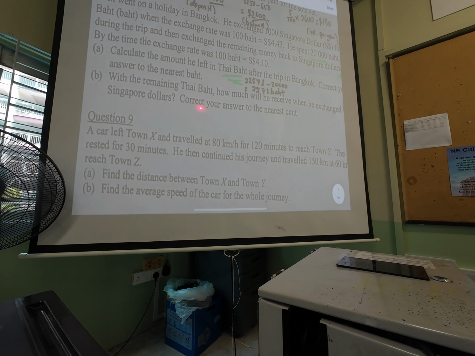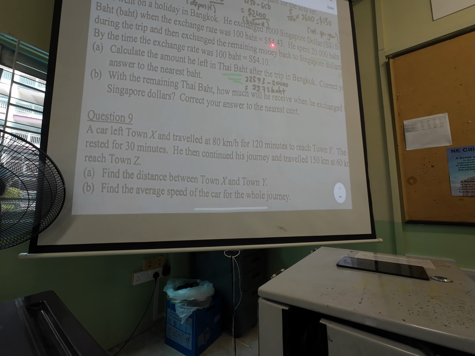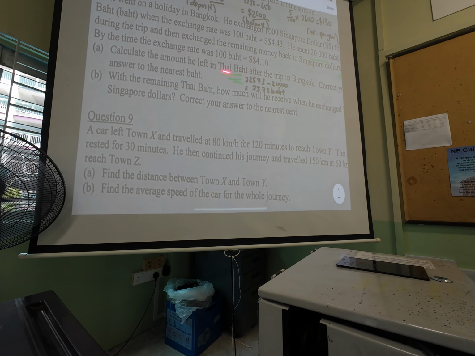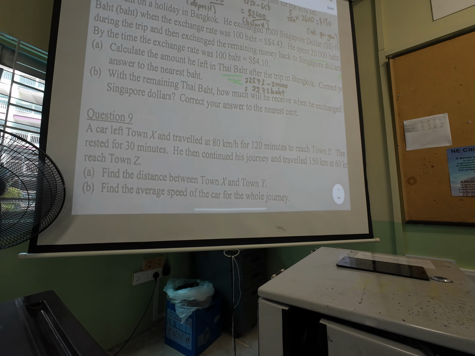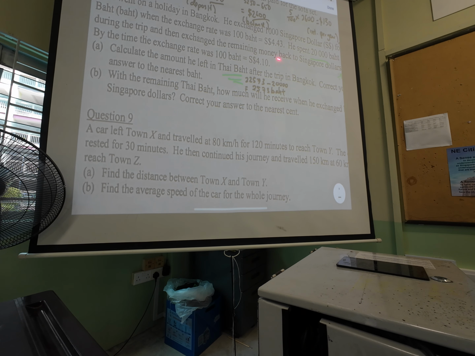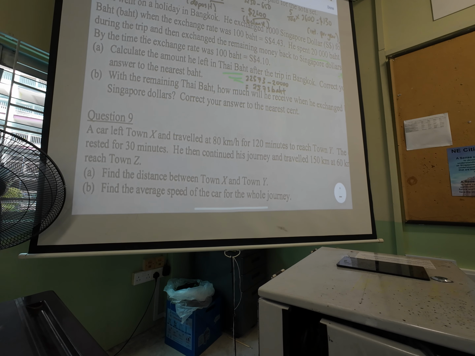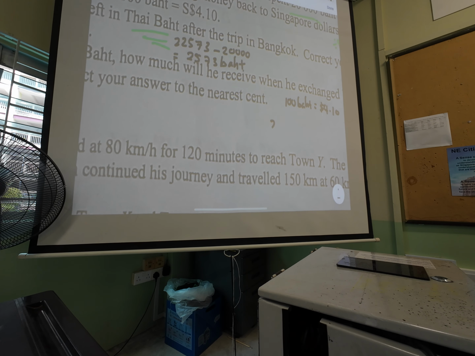He wants to change back to Sing dollars already. But this time round, it is no longer using the first exchange rate. By the time he comes back to Singapore, wanting to change back to Sing dollars, the exchange rate is 100 baht to $4.10. So now to change back to Sing dollars, we need to use this new exchange rate. Time has changed. So now, 100 baht is $4.10. Then I have 2,573 baht. I want to change it to Sing dollars. I want to know how much.